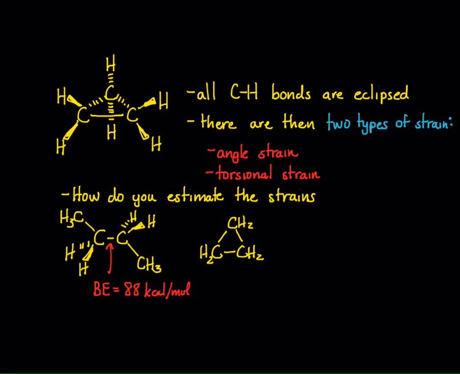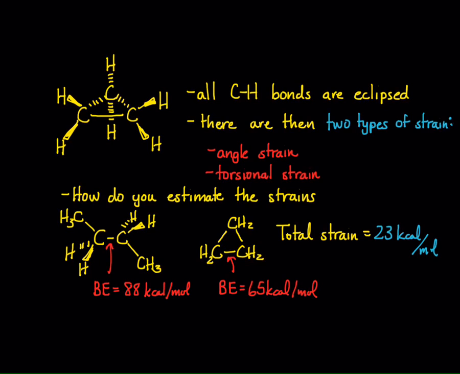Now, when we look at the bond energy to break the carbon-carbon single bond, that sigma bond of cyclopropane, we see that it's much lower. It's 65 kilocalories per mole. So it requires less energy to break that bond, and that's coming from the total strain associated with that molecule. And so we can simply say that the total strain is 88 kilocalories minus 65, which gives us 23 kilocalories per mole. So that is the total strain.